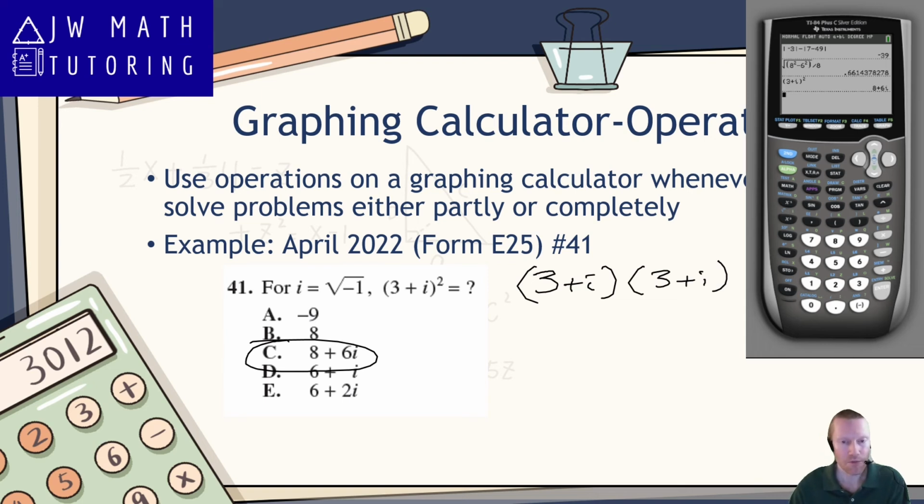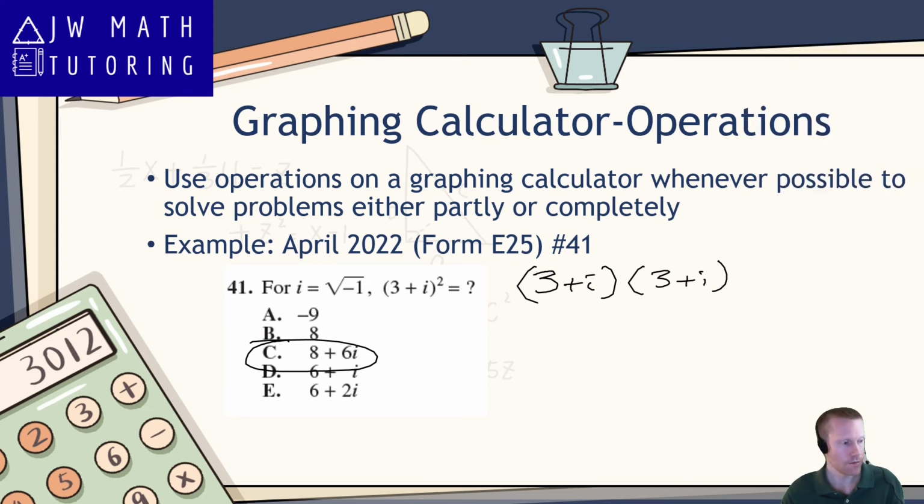That's it. If you're already in a plus bi mode, then typing that expression in on the calculator should take you less than 10 seconds. So there's like an extra 50 seconds right there that you can allot to other problems by just typing this one in on the calculator and doing it just like that.